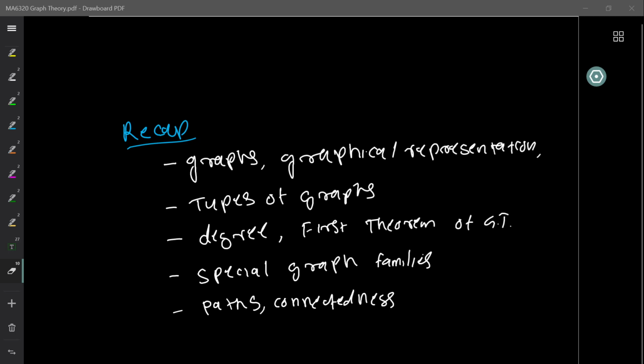Then we went on to see what a degree is. Then we learned the first theorem of graph theory. After this, we looked at special graph families like complete graphs, bipartite graphs, etc. And then we looked at paths and then connectedness. So these are the main things that we discussed in the previous lecture. So let us continue.